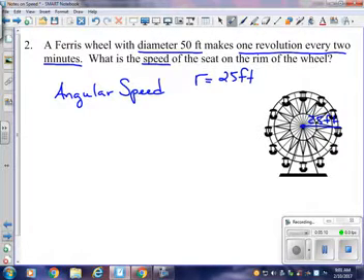And speed doesn't say angular speed here, so they're talking about linear, or what we call in science class velocity. And again, the difference between speed and velocity is speed is just how fast you're going, but velocity is how fast you're going and in what direction you're going. Now, in all of our problems right now, we're going to have a positive velocity because we're going in a forward motion.